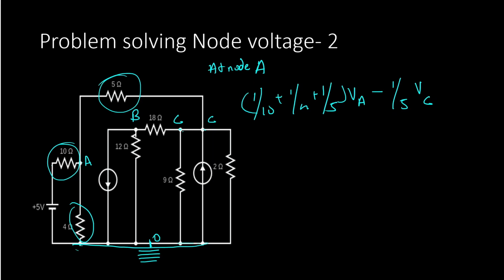The 4 ohm resistance does not have any connection with C. So this is it: (1 by 10 plus 1 by 4 plus 1 by 5) VA minus 1 by 5 VC. We don't have any connections with the other non-reference nodes, so we leave that as it is. That is equal to the current which is being pushed, which is 5 divided by whatever is the resistance here, so that's half ampere. These are 1 ampere current sources. They are not labeled, but they are 1 ampere current sources.